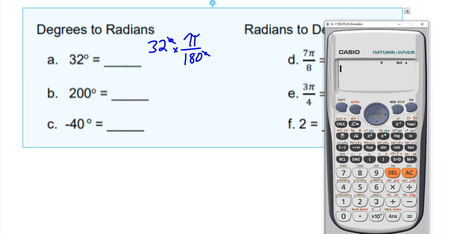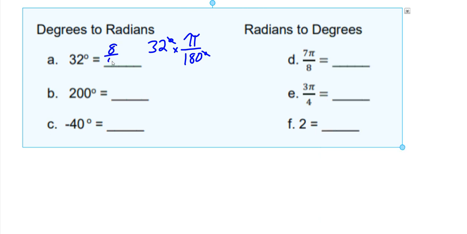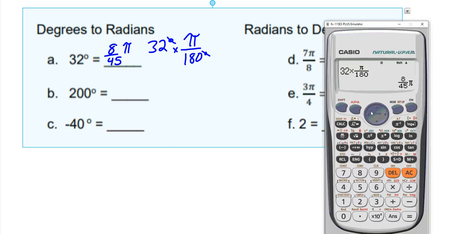32 times the fraction key, pi over 180. And we get 8 over 45 pi. Boom. Now, using Desmos, you probably can't use the pi, so leave the pi off and just do the 32.